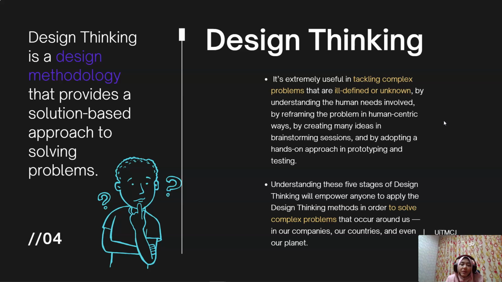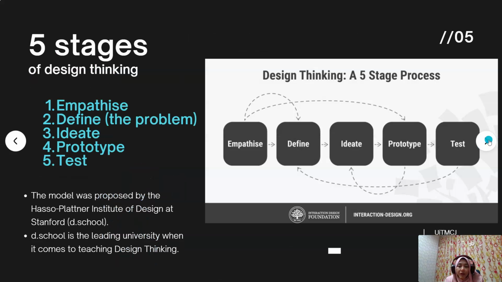So what you need to know is that in our syllabus we are adapting the 5 stages of design thinking to solve complex problems. These are the 5 stages that we will discuss throughout our lesson. The first one is empathise, then define, ideate, prototype, and the last one is test. This model was proposed by Hasso Plattner at the Institute of Design at Stanford.